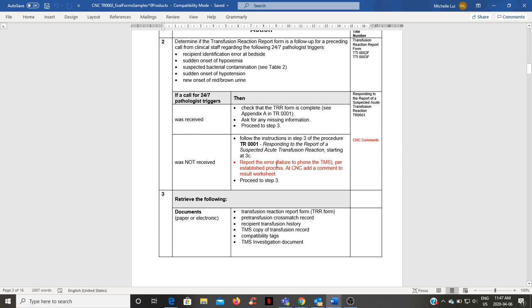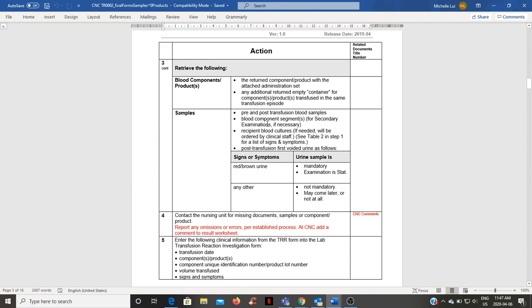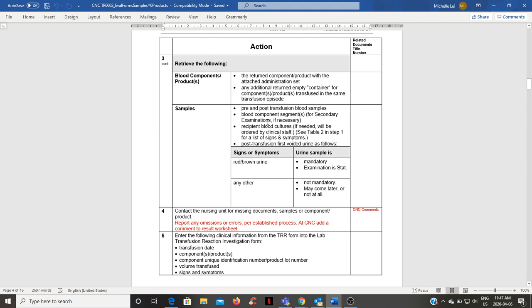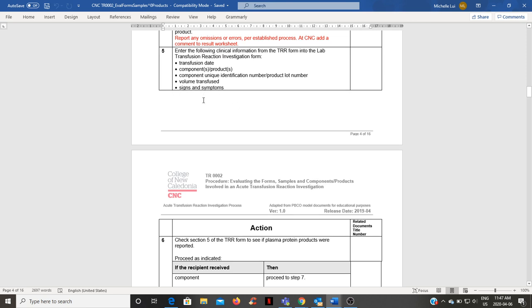So let's see. If a call for the pathologist triggers was received, check that the form is complete, and basically move on. So you're going to gather everything you need for your investigation, the pre-transfusion record and the samples, all the documents associated, the blood component, the samples. Start out your worksheet and assign everything there.